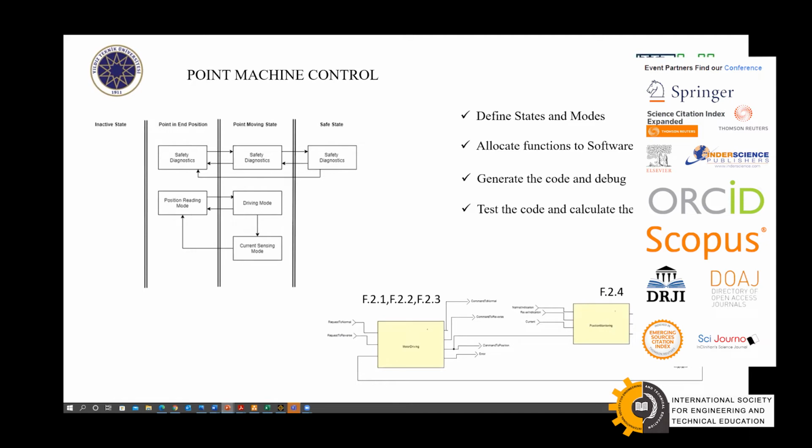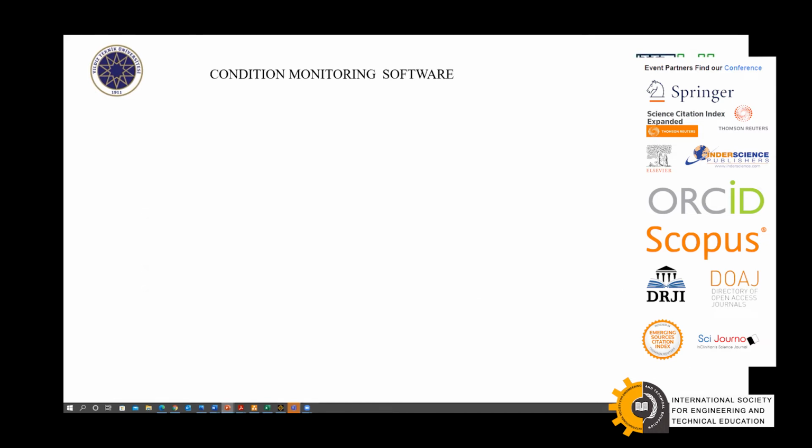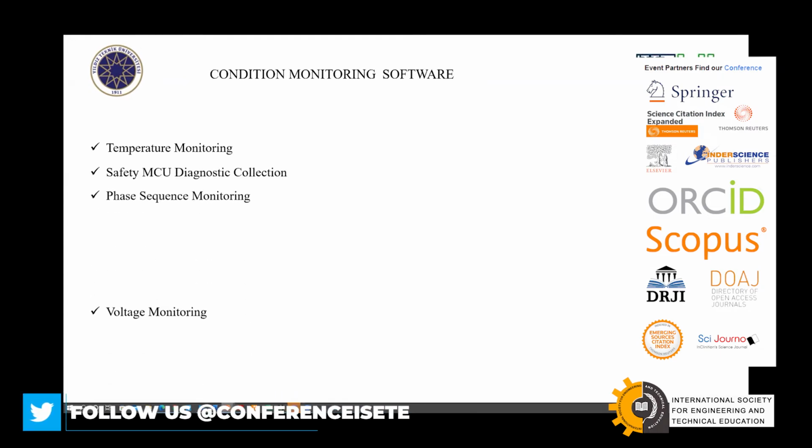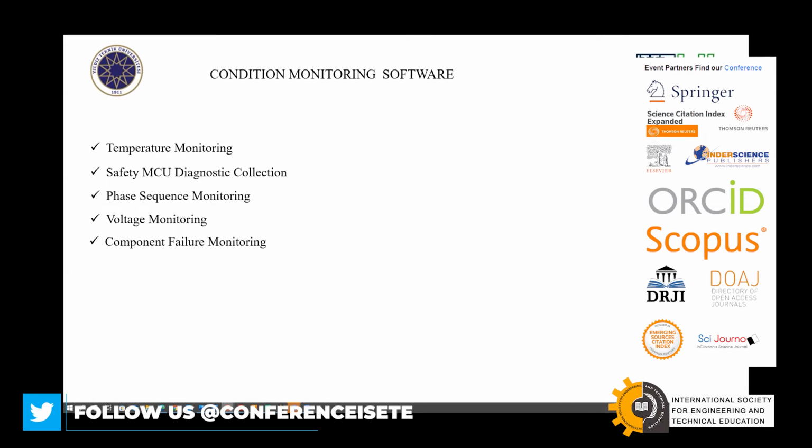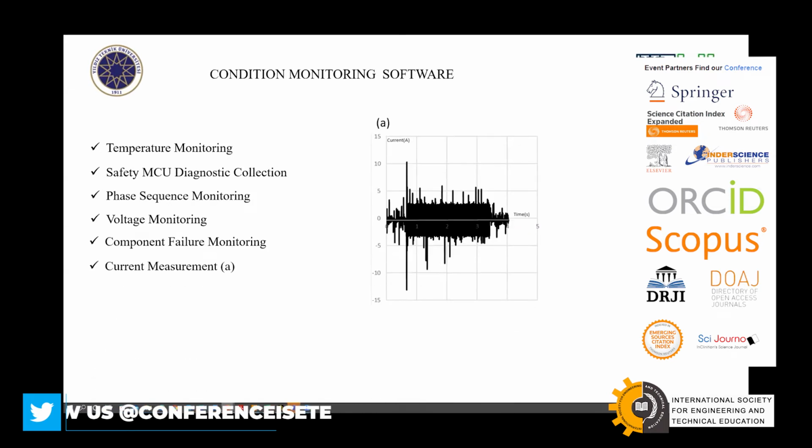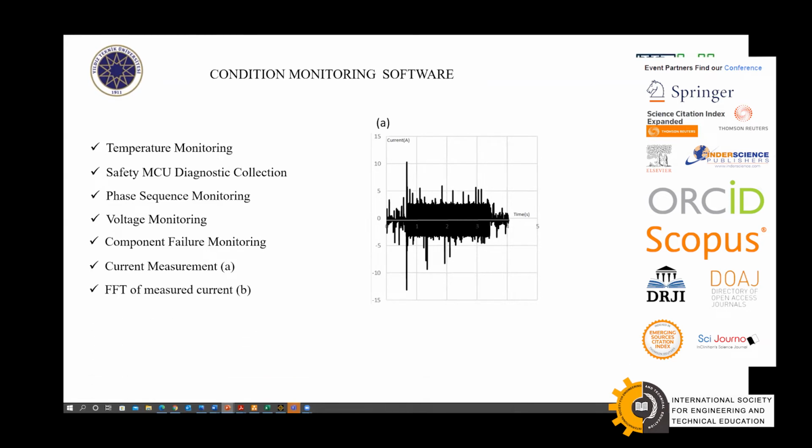After allocating the functions of the software block, you have to create the algorithm with ANSYS SCADE or any other model-based program. The algorithm should be tested and model coverage should be calculated as 100%. Condition monitoring software should have the following functionality: temperature monitoring, safety MCU diagnostic collection, phase sequence monitoring, voltage monitoring, component failure monitoring, current measurement, which I have done with the experimental board, and FFT of the measured current, which I have calculated.